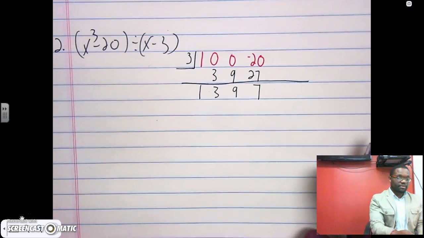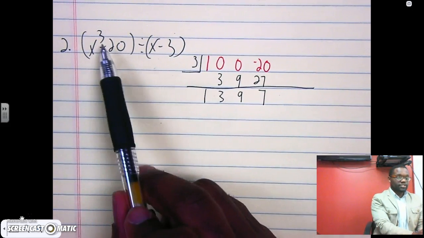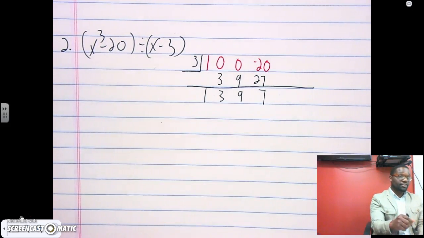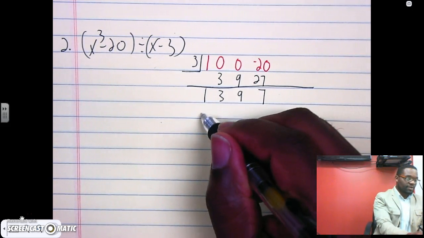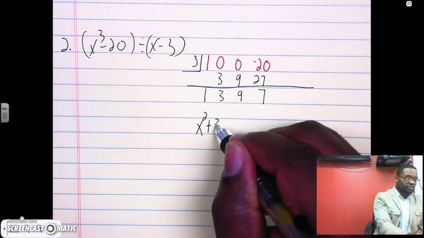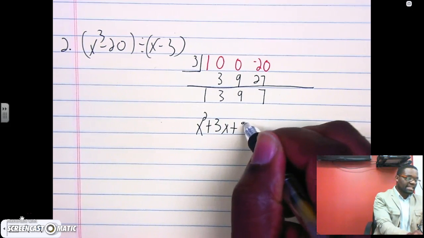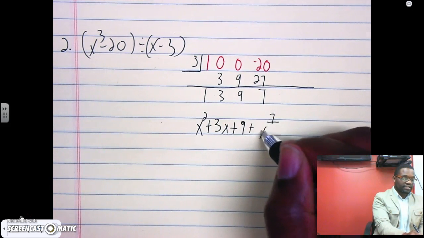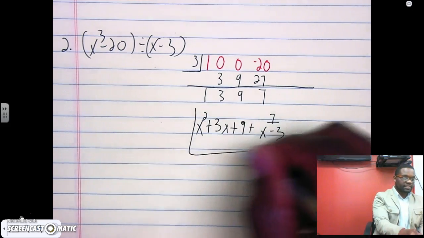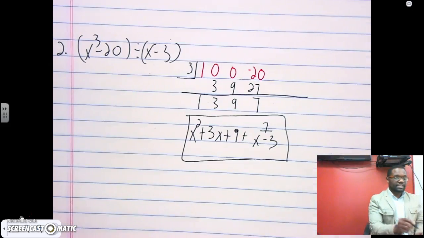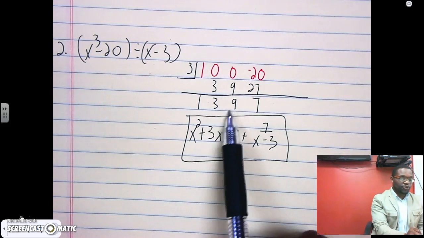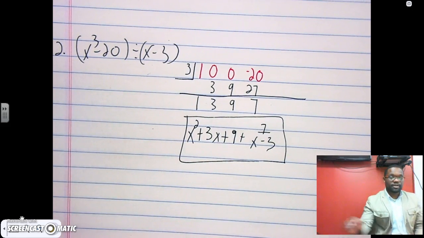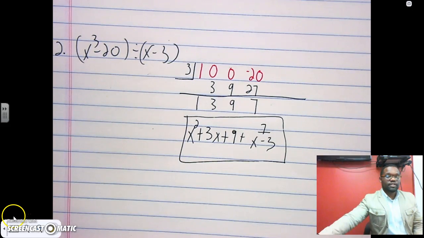So, how do we write our answer? Well, it started off in the dividend as x cubed. So when we go down a degree, this is going to be 1x squared plus 3x plus 9 plus 7 over x minus 3. These become the coefficients of your new polynomial, but it goes down a degree from your dividend.